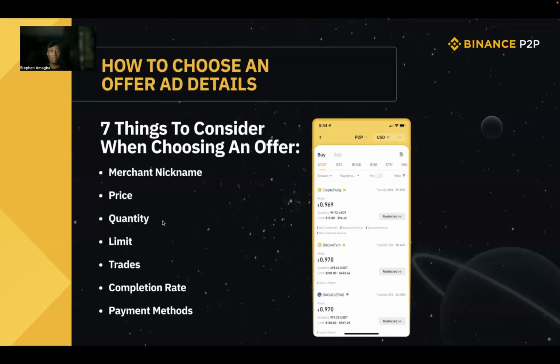Okay. So we also have the limit. Some people have limits. It's also part of the quantity thing we just talked about. So you can also check the trades. The more trades they have completed actually means they have more experience. Some people like going for merchants or users with more trades than others. So if this is a thing for you, fine.